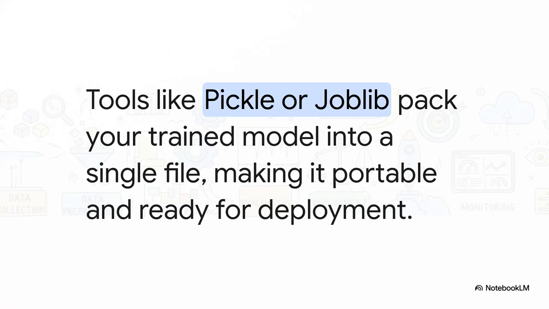Let's just double-click on that first step for a second. Serialization. This is basically the process of taking your model, with all the smarts it learned during training, and saving it as a single portable file. Tools like Pickle do this by essentially taking a snapshot of the model, freezing it in time so you can easily move it anywhere you need it to go.